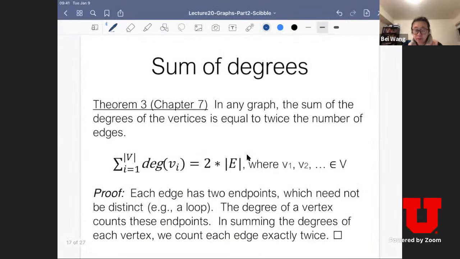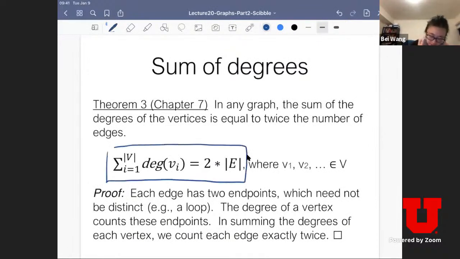And we kind of went through this proof before in part 1. The conclusion is if you give me any graph, the sum of the degrees of all the vertices is twice the number of edges. Okay.